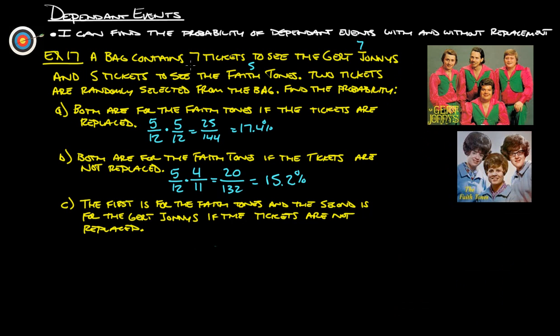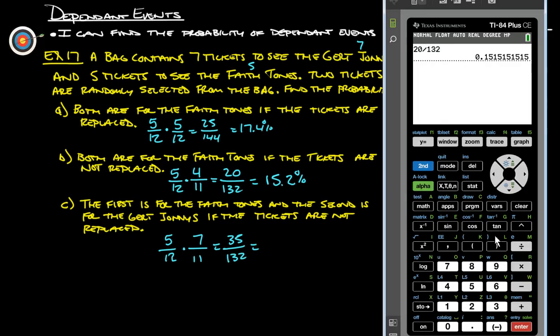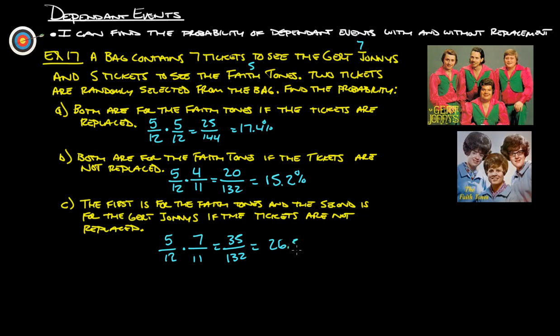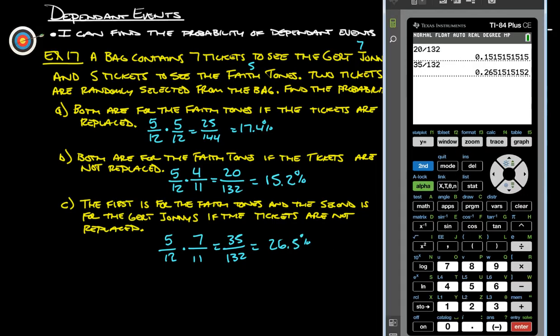Okay? And then for C, the first is for the Faith Tones and the second is for the Gert Johnnies. So we've got 5 to see the Faith Tones, so that's going to be 5 out of 12. We now have 1 less ticket in there, so it's out of 11. The second one is for the Gert Johnnies, and that's 7 tickets. So that's going to give us 35 out of 132. And we calculate that. 35 divided by 132 gives us 0.265. So a 26.5% chance for that one, right?